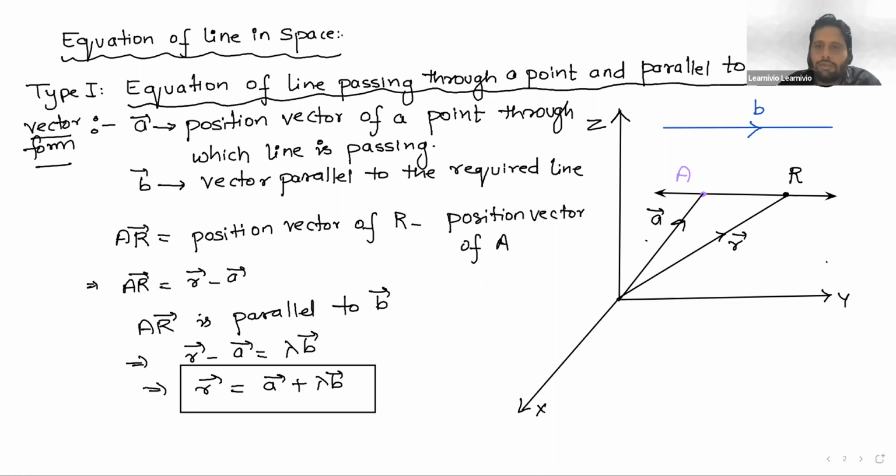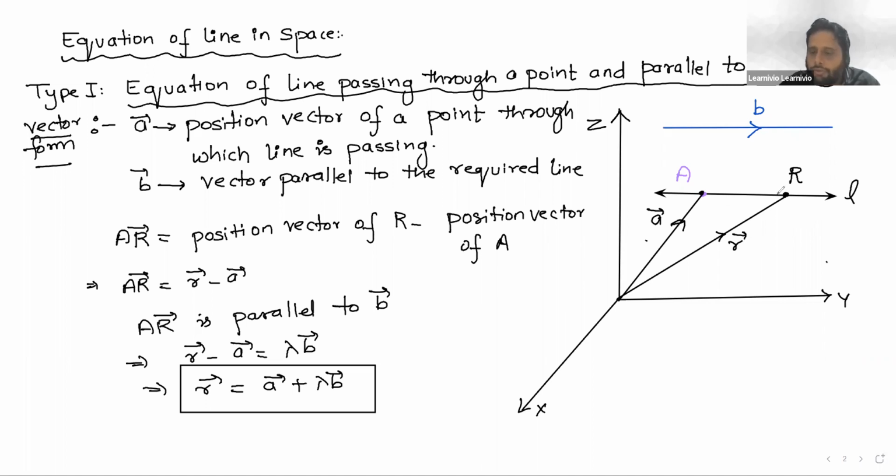Equation of a line. We need to find the equation of a line which will pass through a point and be parallel to a vector. So this is your line L. This is passing through this point, which has the position vector A, and this line is parallel to vector B. We have taken just an arbitrary point here, which is vector r. In Cartesian form you have x, y, and z. In vector form you have r.